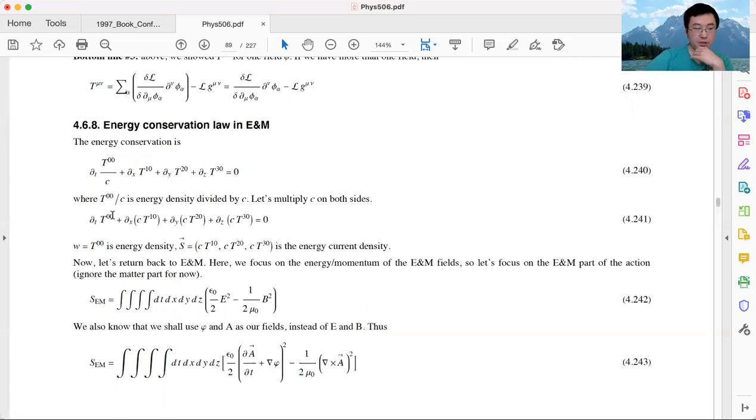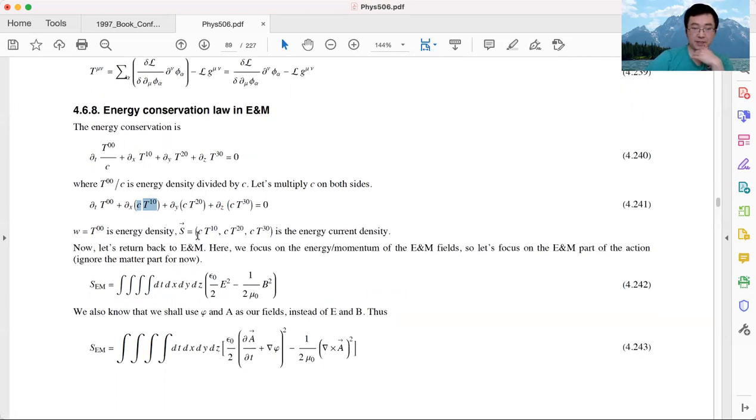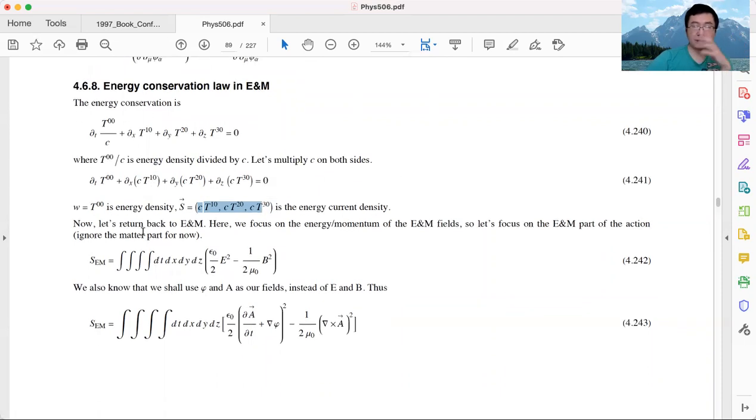We know that T00 is energy density, and the energy current density is C times T10, C times T20, C times T30. So that's energy current density. This is what we learned from the generic theory. Now let's apply this formula to the E and M field.